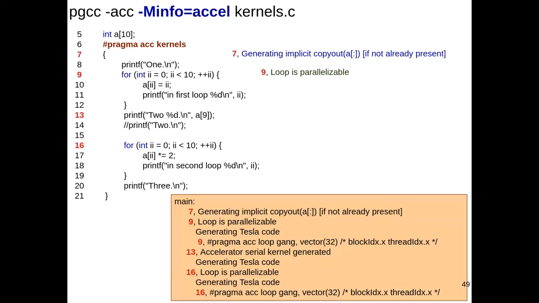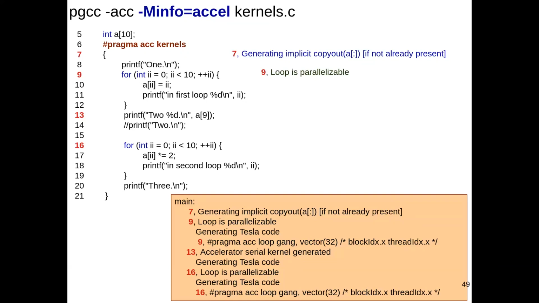Then on line number nine, it finds out that the loop is parallelizable. Not always will it find that the loop is parallelizable. Maybe there is some sort of loop dependence across iterations that will forbid the compiler from parallelizing this loop. But in this case, it's nicely parallel, so it just goes ahead and parallelizes it on the GPU.